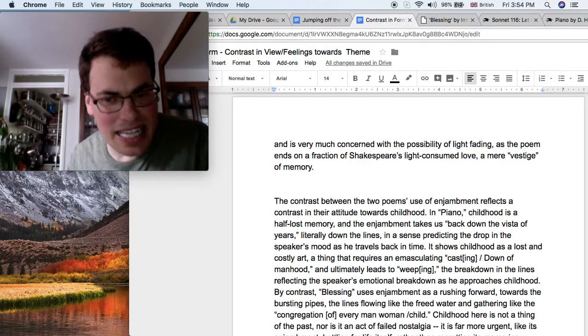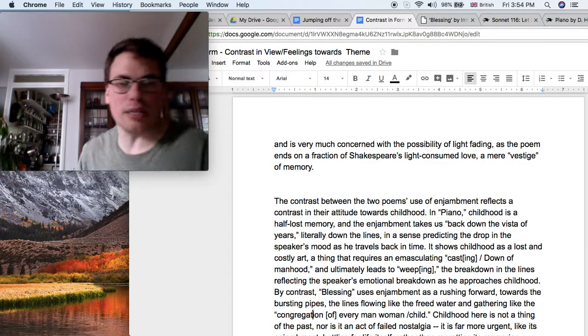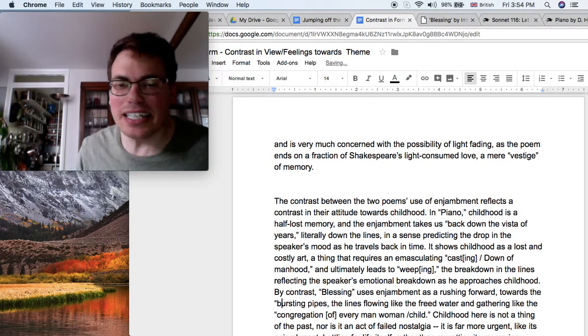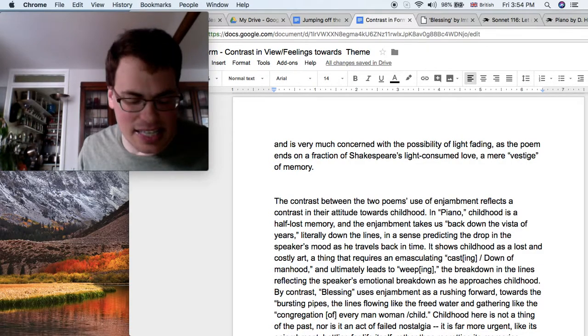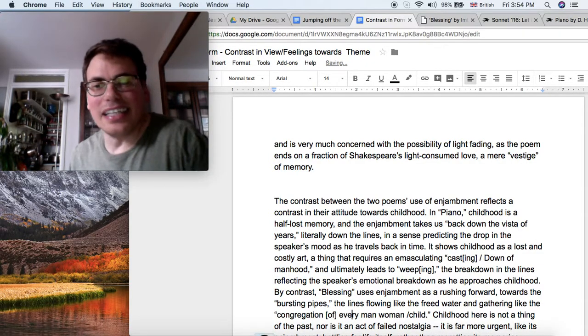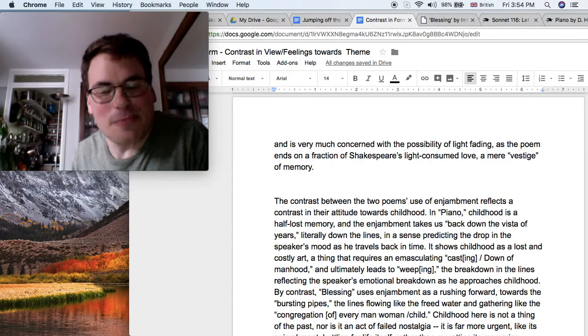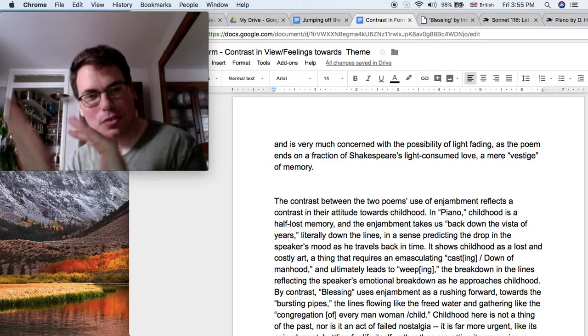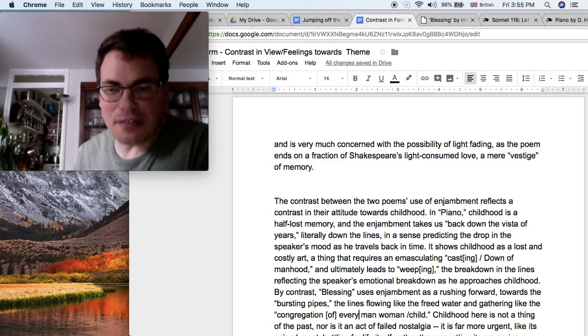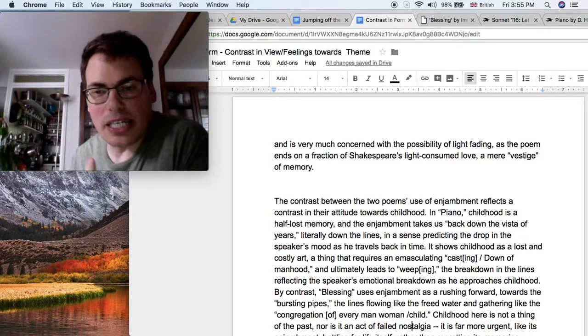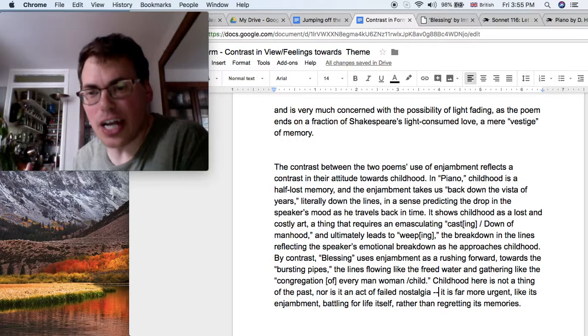By contrast, Blessing uses enjambment as a rushing forward towards the bursting pipes. You could have put bursting pipes in quotes. You could have. I'm gonna do it because somehow in the examiner's mind that's better. The lines flowing like the freed water. So you see, again, you want the lines to reflect the meaning of the poem. Like the freed water and gathering like the congregation of every man, woman, line break, child.